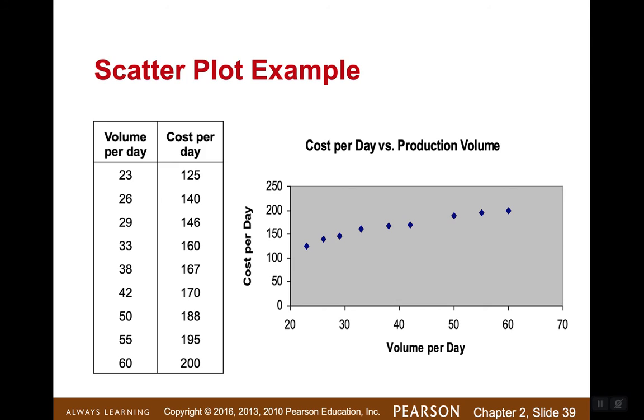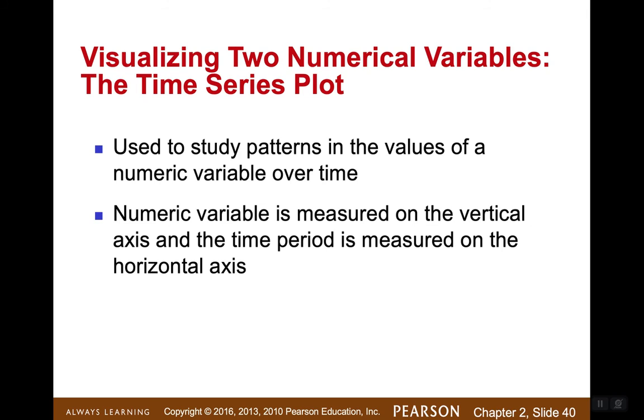So in this case, in a scatter diagram, we have volume per day and cost per day. On our x-axis, we're going to put volume per day, and on our vertical axis, we're going to put cost per day. And then as we plot, we see the shape of a curve as we move along. That's a scatter plot.